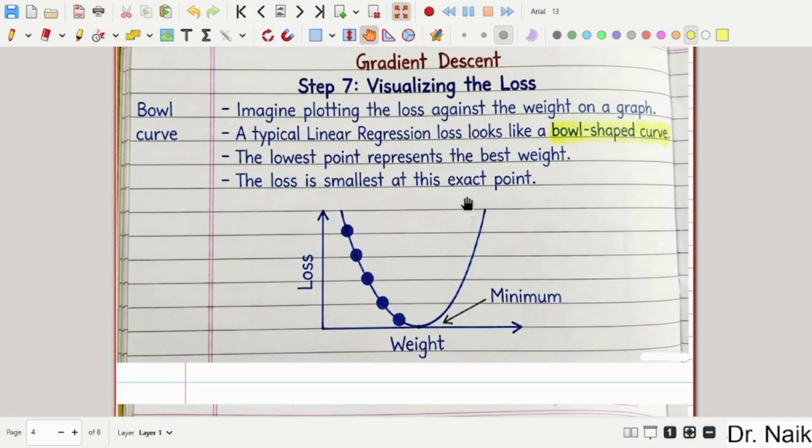Now visualize the loss. Imagine plotting the loss against the weight on a graph. A typical linear regression loss looks like a bowl-shaped curve. The lowest point represents the best weight, and the loss is the smallest at this exact point.